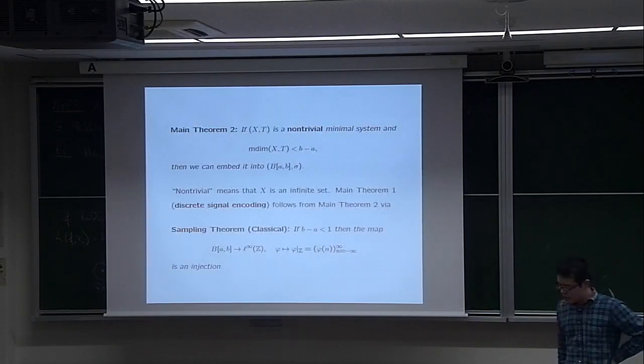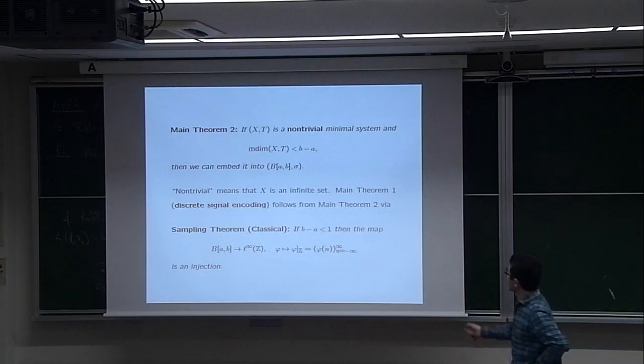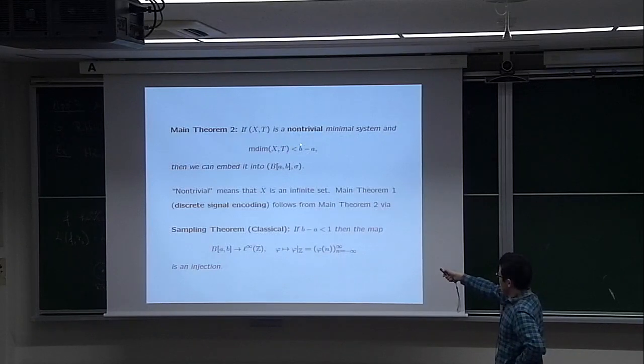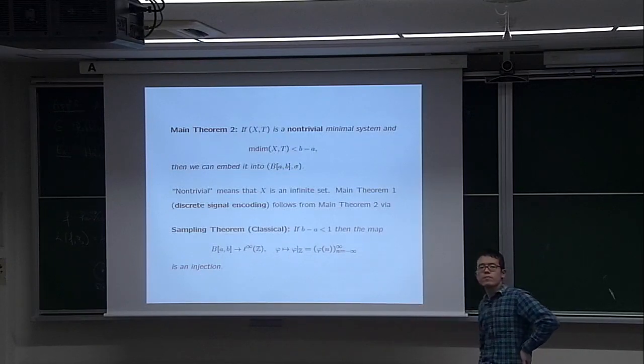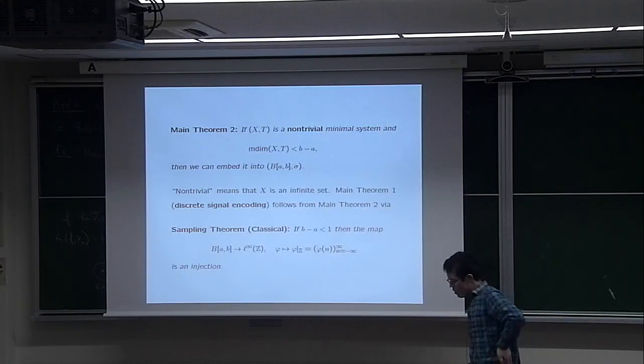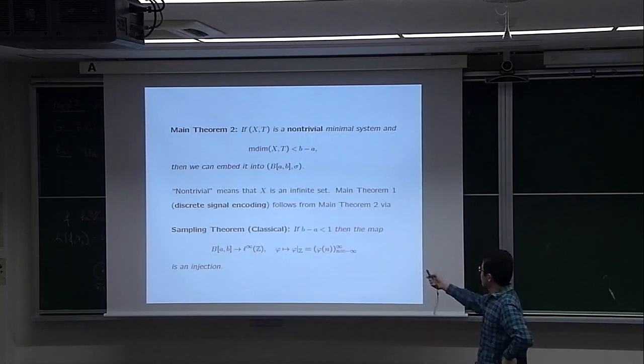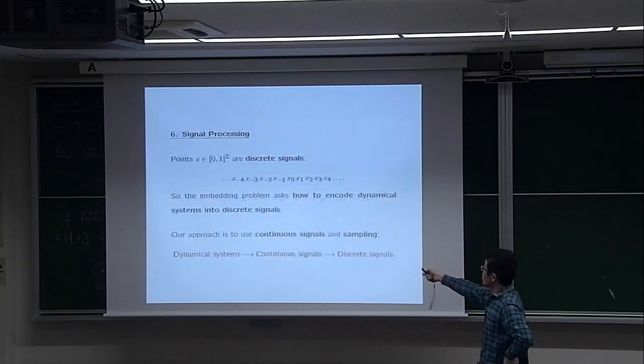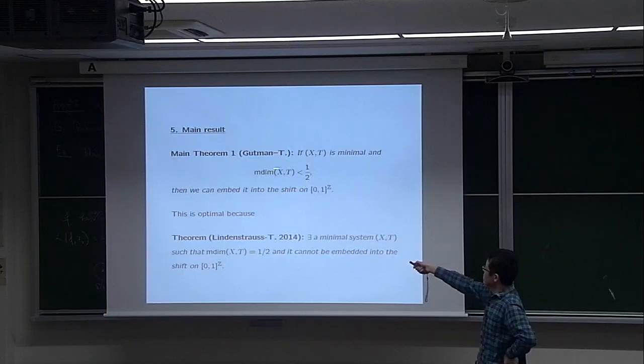Then our main theorem 2 is the following. Suppose (X, T) is a non-trivial minimal system and its mean dimension is smaller than the bandwidth. Then we can embed it into the shift on this B_{[A,B]}. Here, non-trivial just means that X is an infinite set. The main theorem 1 is this theorem. So this is the answer to Linden's first question.